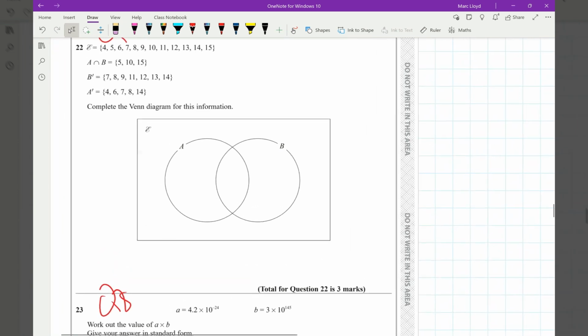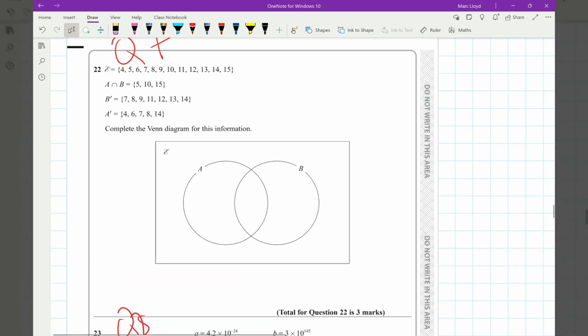Question 7, a Venn diagram. Seen a lot of these during these videos. Complete the Venn diagram for this information. Okay, so in A intersection B, we've got 5, 10, and 15. Oh, not in A, not in B. Interesting. So 14 is not in either of them. So 14 is going to go on the outside.